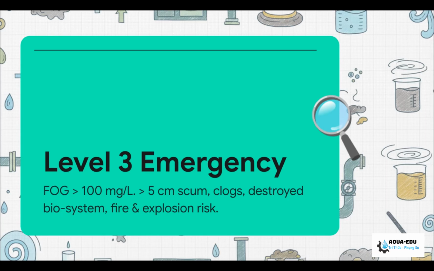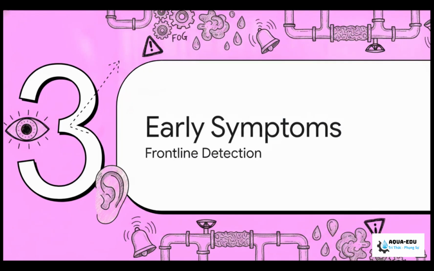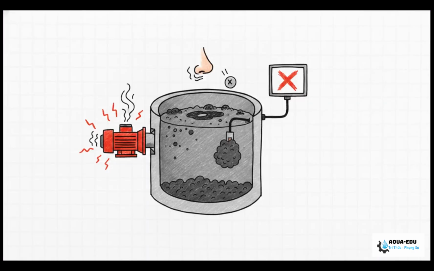And worse yet, you're now dealing with a severe fire and explosion risk because flammable hydrocarbons are pooling in close spaces. This is the ultimate worst-case scenario. Section 3. Recognizing early symptoms. We've got to spot the symptoms on the front lines before a level 3 emergency locks us down. You are the eyes and ears of the plant.